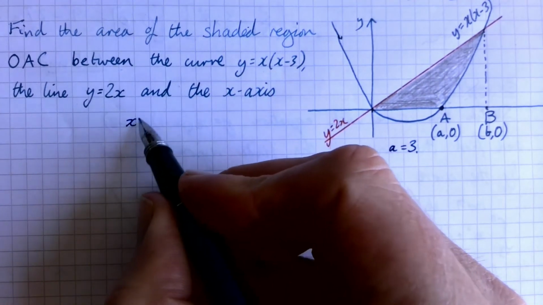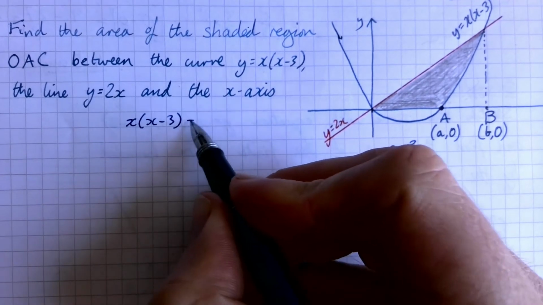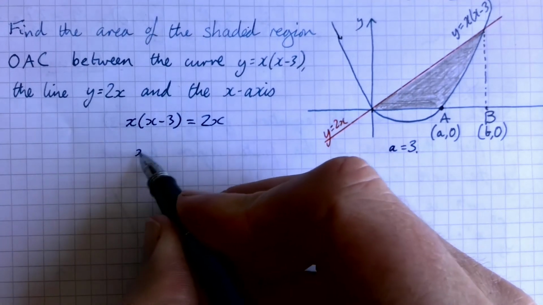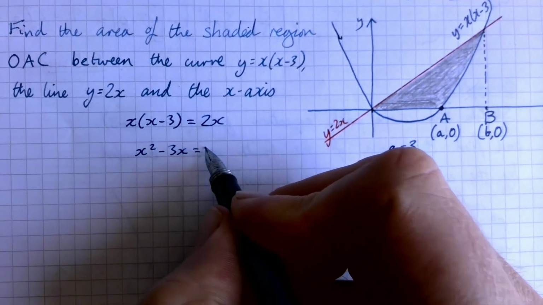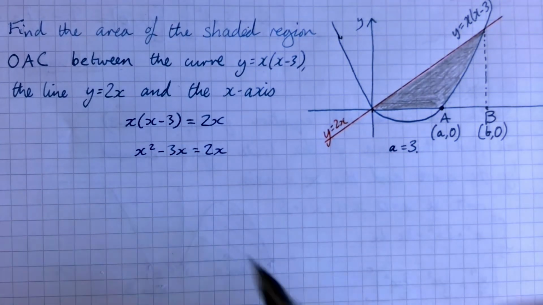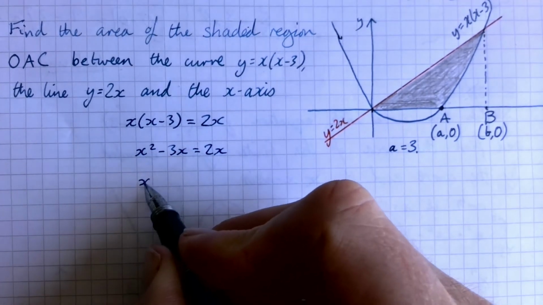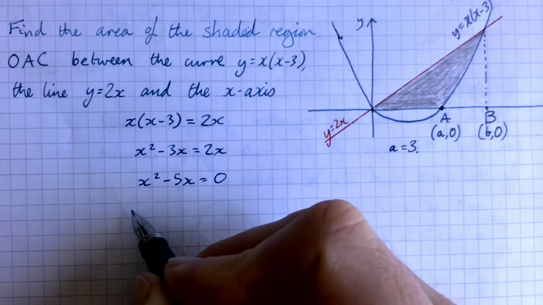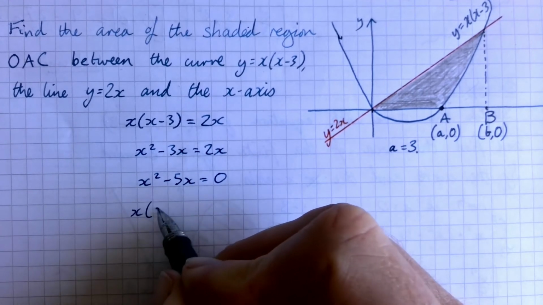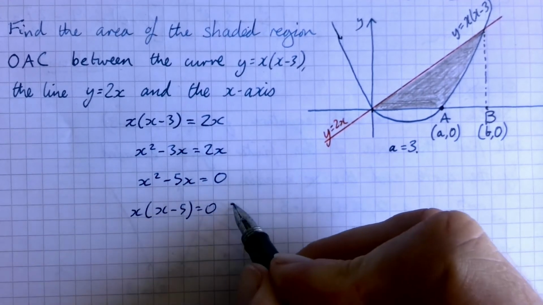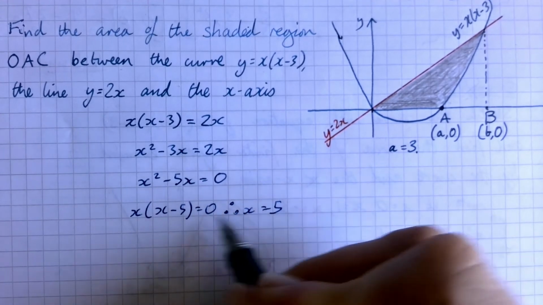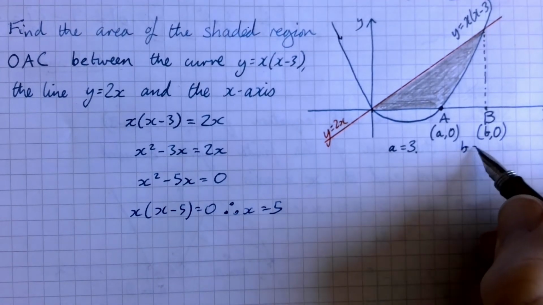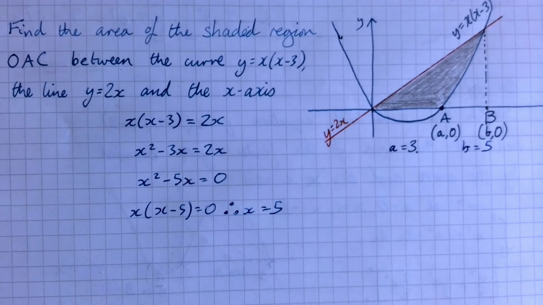So we've got our x(x minus 3) is going to be equal to 2x. Expand the bracket to get x squared minus 3x equals 2x. Then take that across would give us x squared minus 5x equals 0. Factorize would give us x(x minus 5) equals 0. Therefore x is equal to 5 to make the bracket 0 there. So that means we know that b is equal to 5.